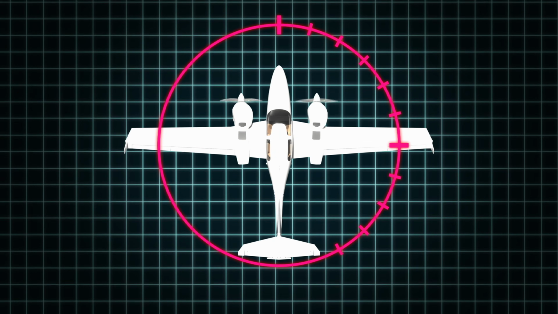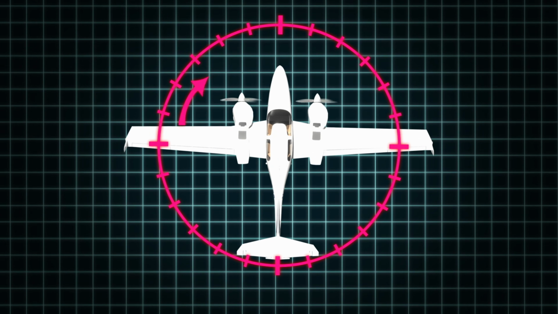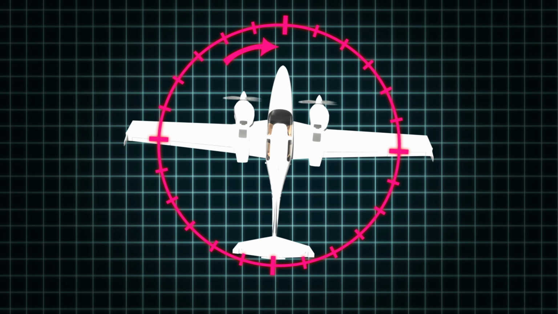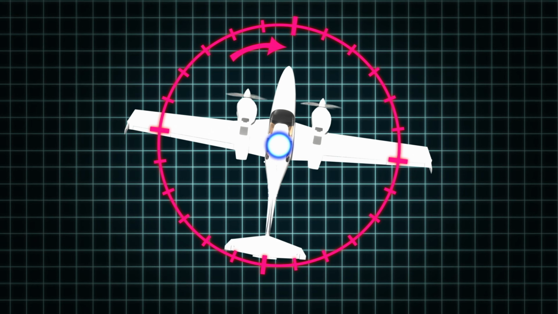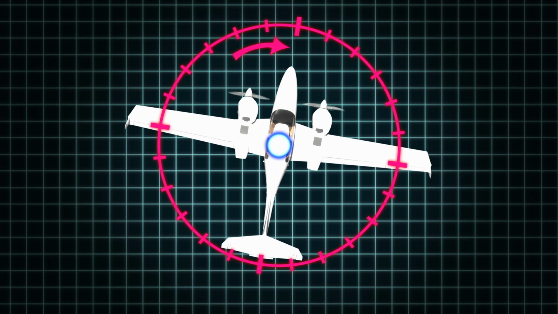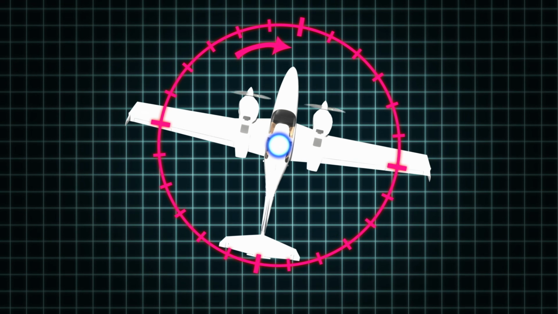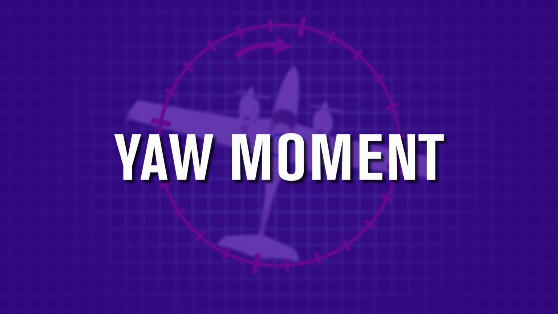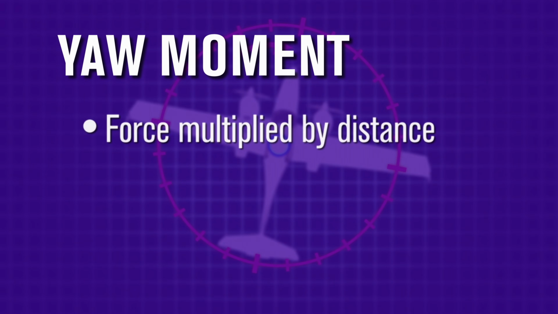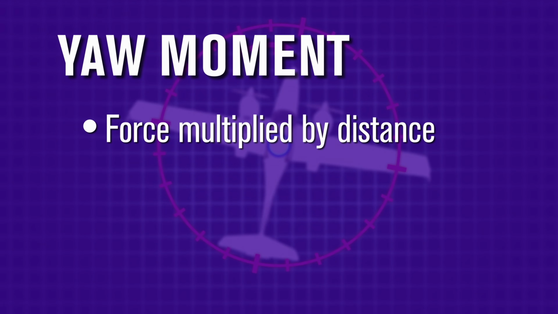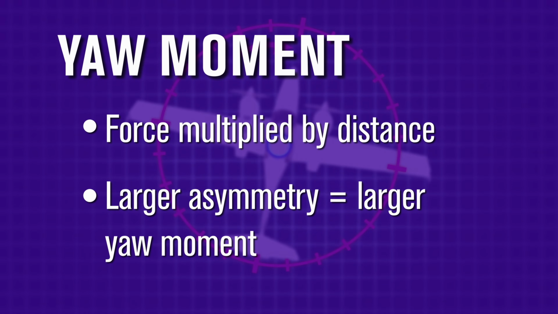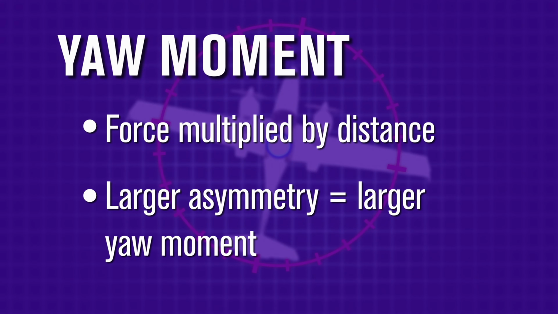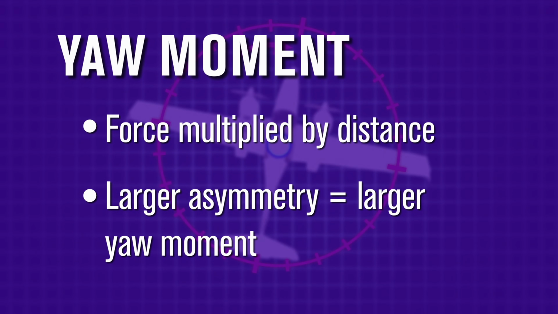Because the thrust is uneven, the aircraft will yaw towards the engine with the lower amount of thrust. This yaw occurs about the center of gravity and can be of varying magnitude. We call this yaw moment. Remember, moment is force multiplied by distance. Therefore, when there is a larger asymmetry in thrust, there will be a larger yaw moment toward the inoperative engine.